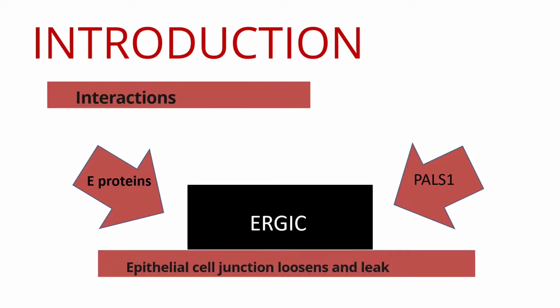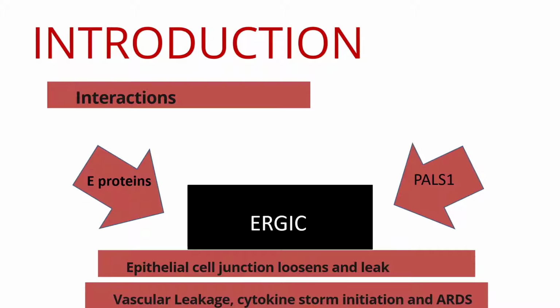This leads to the epithelial cell junctions loosening and leaking. These leaking junctions may likely promote local viral spread, flow of fluid, as well as immune cells. This then contributes to the vascular leakage, the diffuse alveolar damage, cytokine storm initiation, as well as the ARDS or the acute respiratory distress syndrome, commonly leading to death in elderly COVID-19 patients and those with underlying conditions.